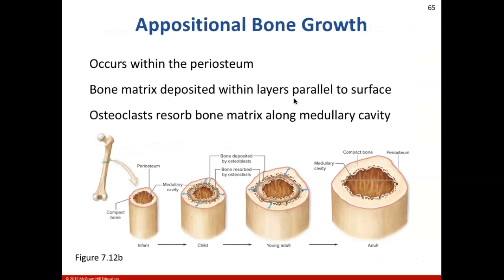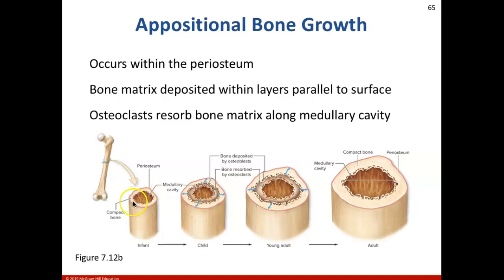Now for appositional bone growth, which is going to allow the bone to grow in width, or widen rather. And this is going to occur within the periosteum. Remember, that was the tissue that surrounds our bone, and our bone matrix is deposited in layers parallel to the surface of our bone. And our osteoclasts are going to work to resorb the bone matrix along the medullary cavity.